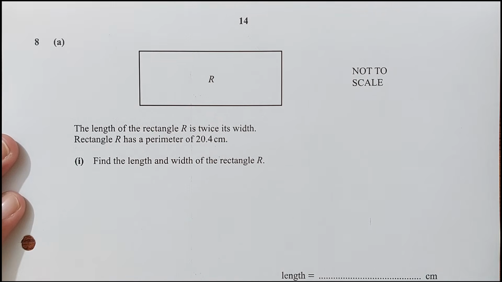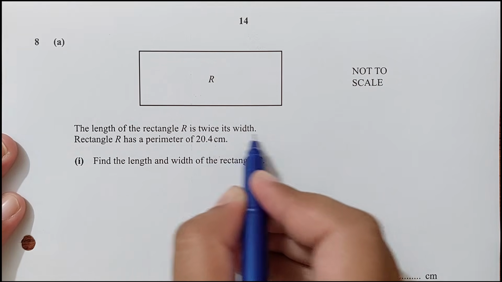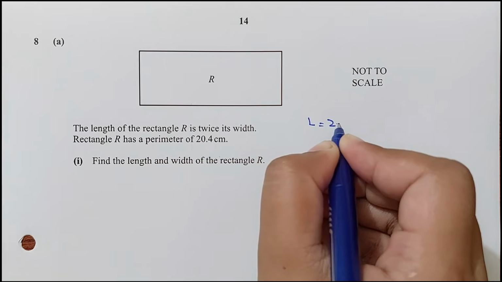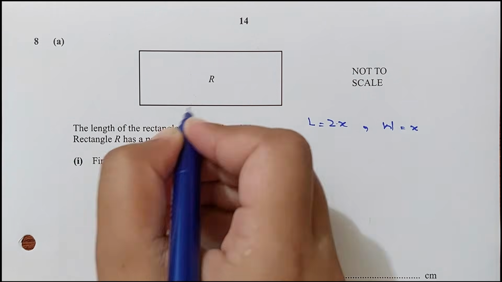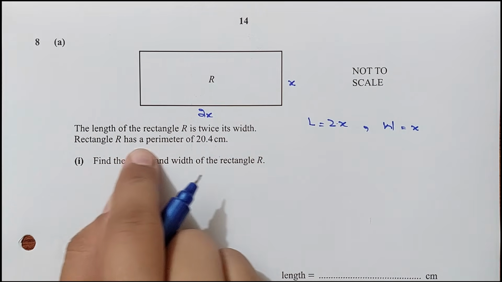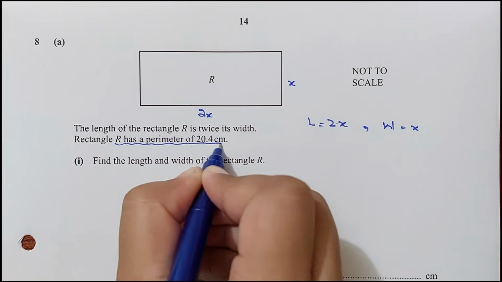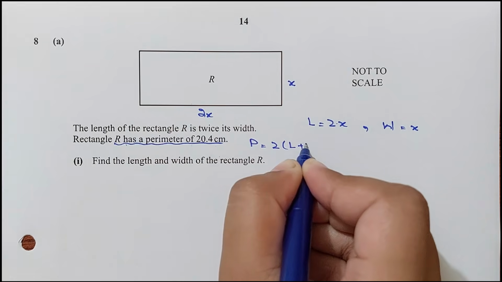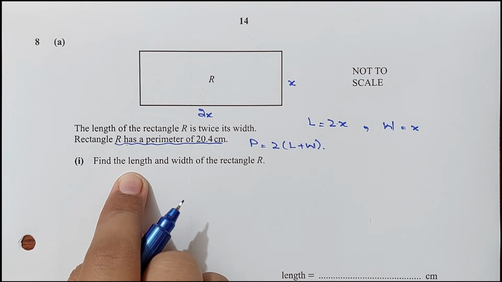Question number 8, part A. The length of the rectangle R is twice its width. So the length is 2 times the width, and let's say the width is x, right? Length is 2x, the width is x. Rectangle R has a perimeter of 20.4 centimeters. The perimeter is 2 times length plus width. Number 1, find the length and the width of the rectangle R.